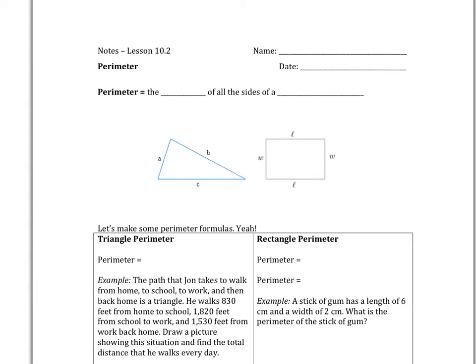Math 7, lesson 10.2, perimeter. Perimeter is the sum of all the sides of a polygon.